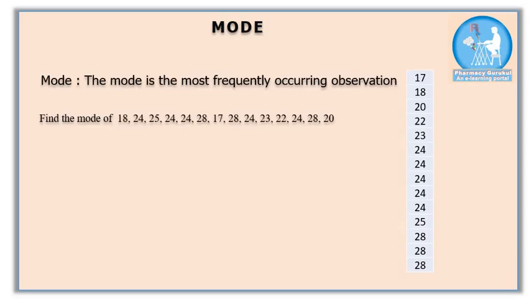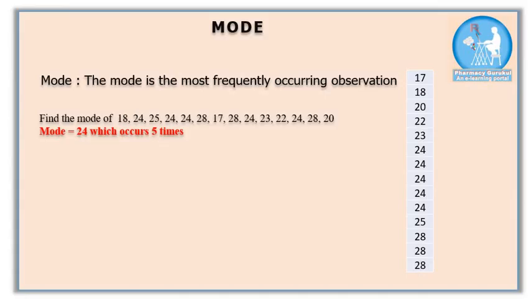Moving to the next topic, that is mode. The mode is the most frequently occurring observation. In other words, we can say the mode is the value of the observation which occurs most frequently. In this example, if we order these numbers, we get it like this. If we check, we find 17 occurs one time, 18 one time, 21, 22 one time, 23 one time, and 24 five times, 25 one time, 28 three times. Clearly mode equal to 24, which occurs 5 times.